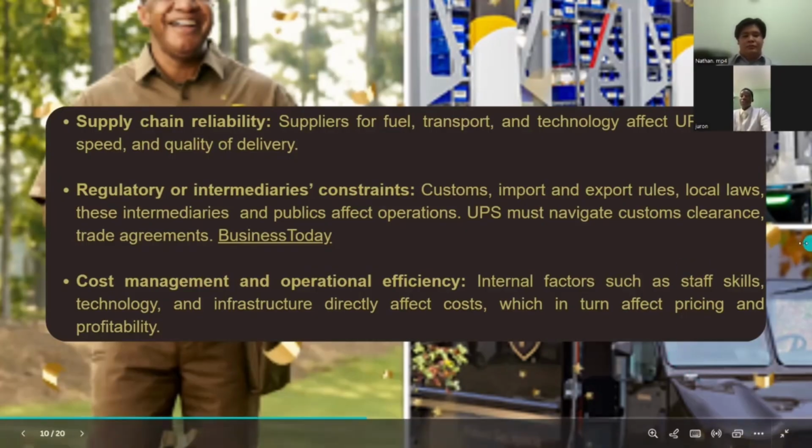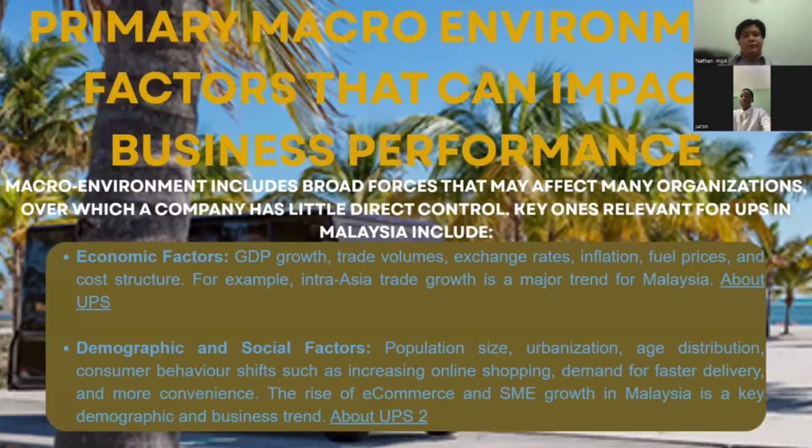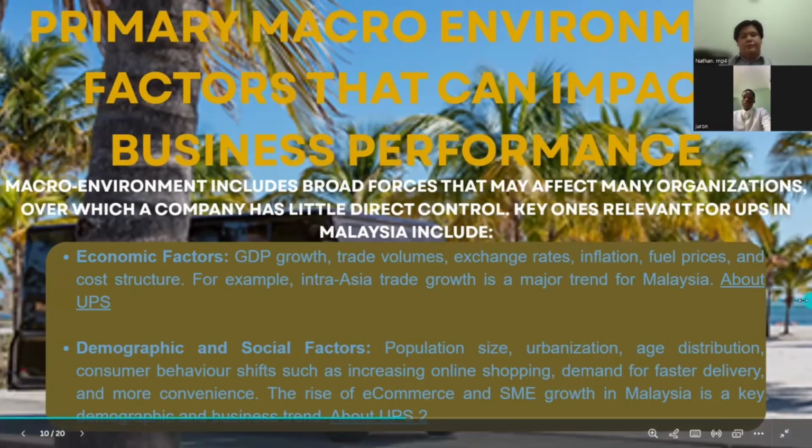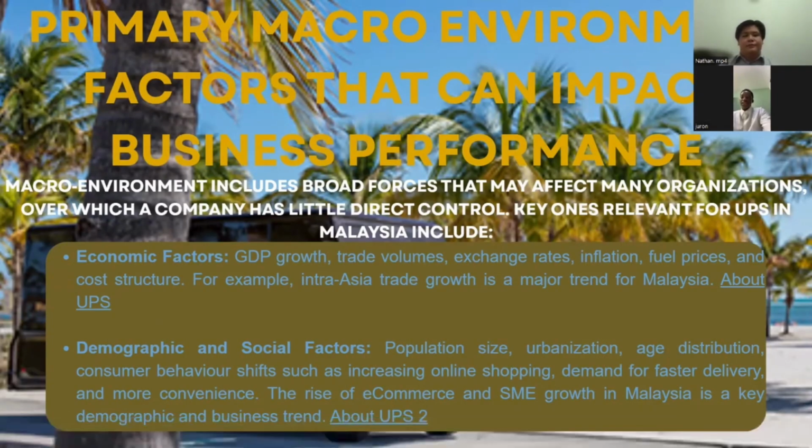Next, I'll be moving on to the primary macroeconomic factors that can impact business performance. Macroenvironment includes broad forces that may affect many organizations over which a company has little direct control. Key ones relevant for UPS in Malaysia include economic factors: GDP growth, trade volumes, exchange rates, inflation, fuel prices, and cost structure. For example, intra-Asia trade growth is a major trend for Malaysia.